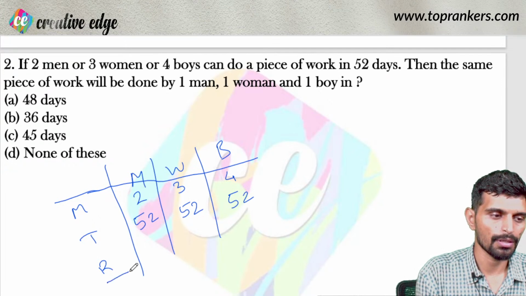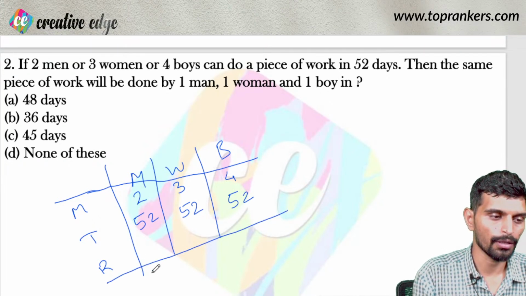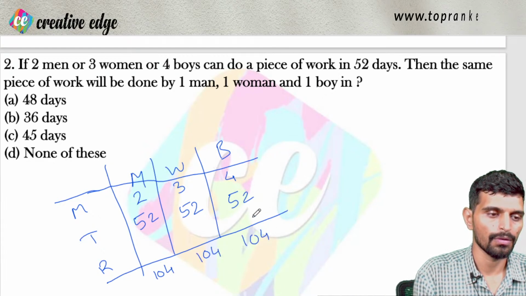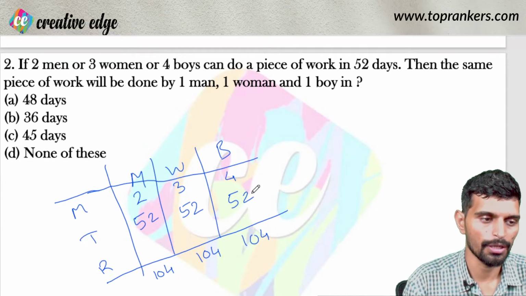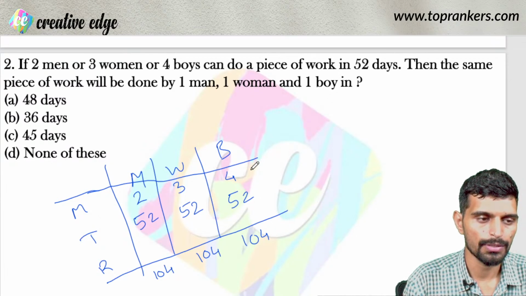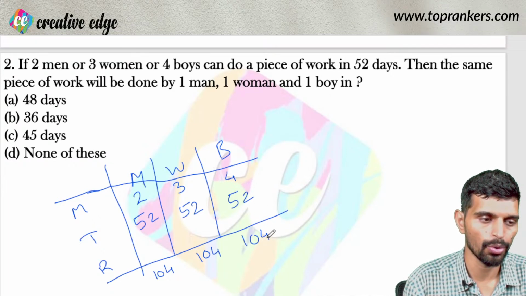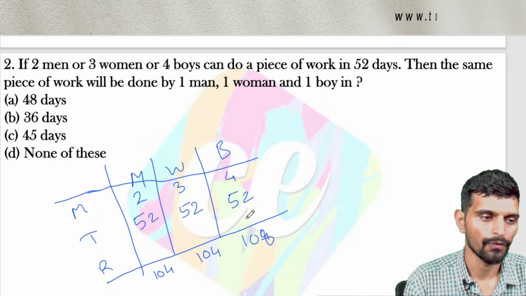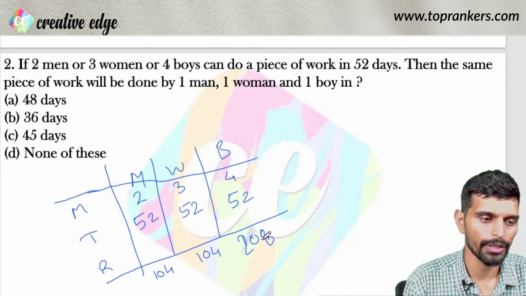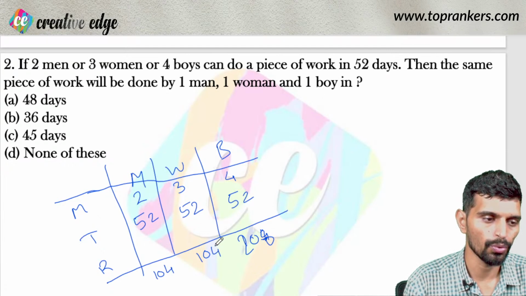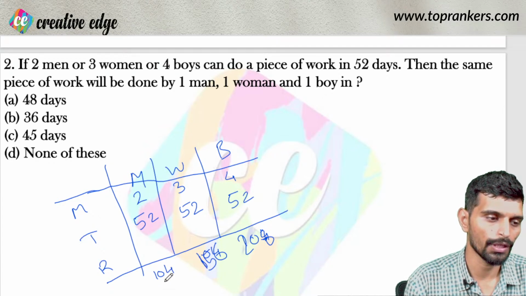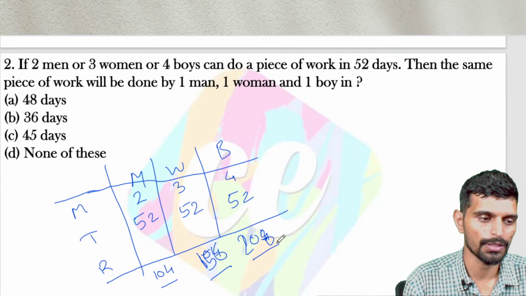Rate is, and total work is 104 units. Right, so 104 units is done by 4 boys. Total number of units of work done by boys is 4 into 52, that is 208 units for boys, 3 into 52 is 156, and 2 into 52 is 104. So 104, 156 and 208.